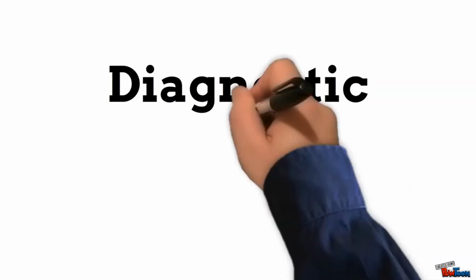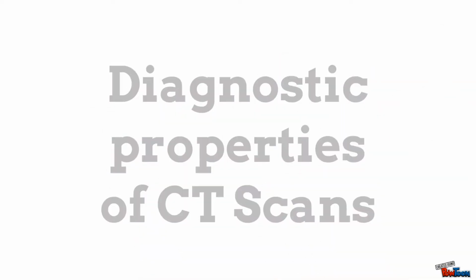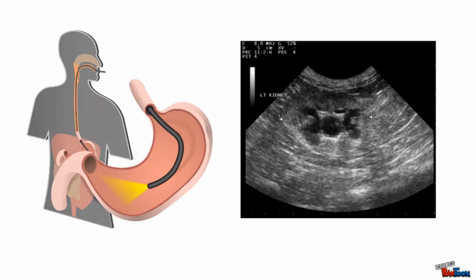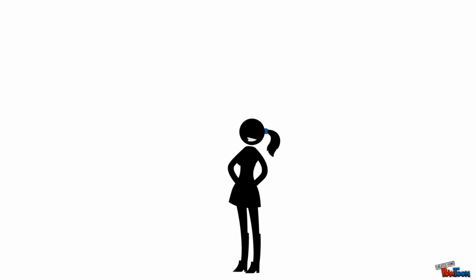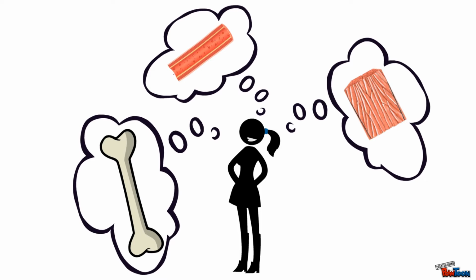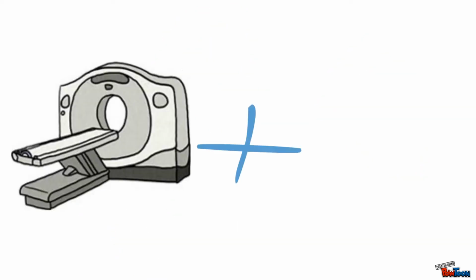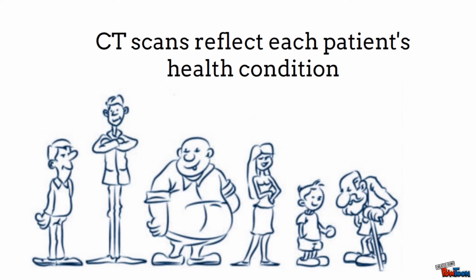Now that we have explained what CT scans are and how they work, let's discuss their diagnostic properties. Unlike other forms of medical imaging, CT can construct an image of every type of body structure, including bone, blood vessels and soft tissues simultaneously in real time. CT scans contribute to personalized medicine and focus on various body tissues, depending on each individual's health condition. This means that all CT scans are slightly different.